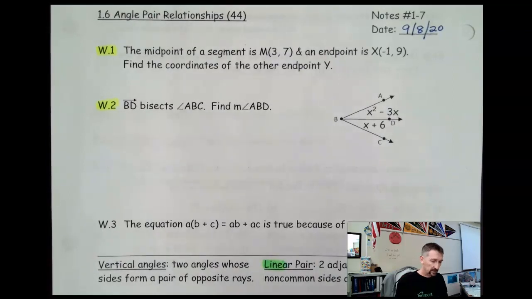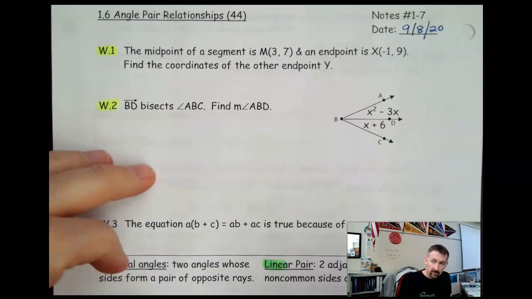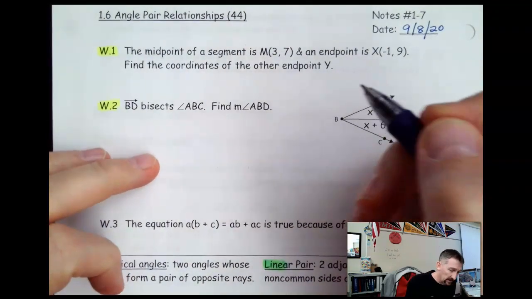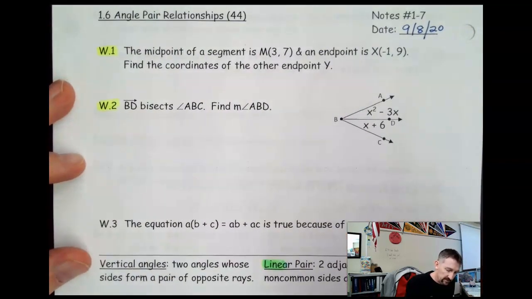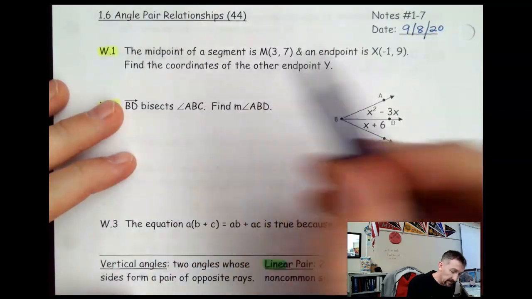Alright, so we're going to do angle pair relationships 1.6. This is a pretty important lesson. A lot of examples coming out of here. So this is review, warm-up. You should be able to pause the video and do these yourself.